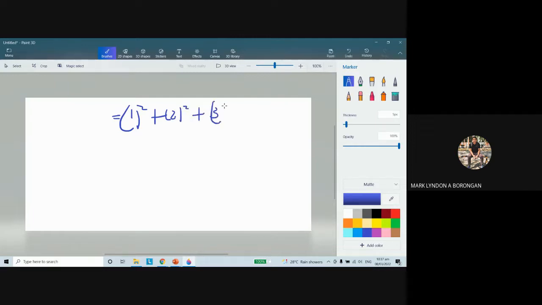Plus 3 squared. You have to write them one by one. Whereas, if you use this formula, you will just simply write it here, like this. So, n times n plus 1 times 2n plus 1 divided by 6. So that's all there is to it. Okay?